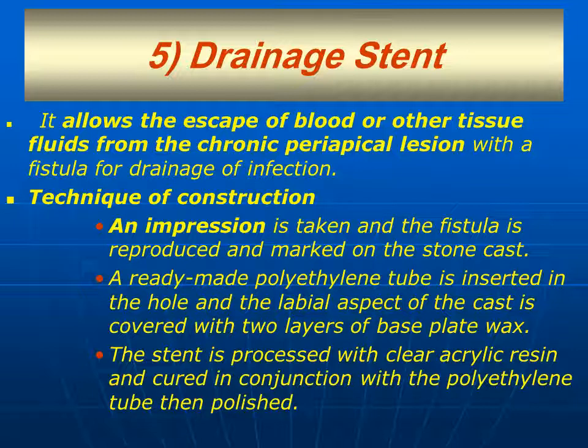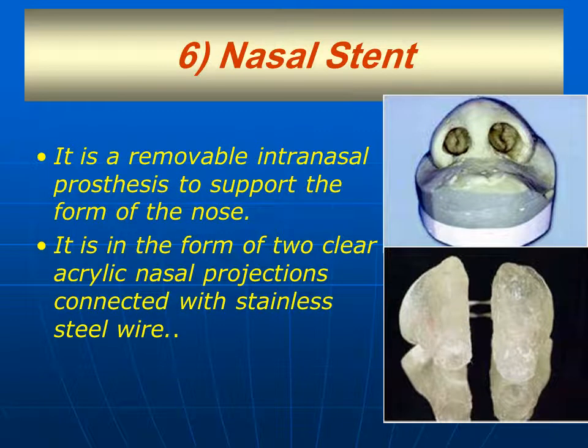In order to construct this stent, an impression is taken and the fistula is reproduced and marked on the stone cast. Then we bring a ready-made polyethylene tube which is inserted in the hole of the fistula, and the labial aspect of the cast is covered with 2 layers of base plate wax. Then the stent is processed with clear acrylic resin and cured in conjunction with the polyethylene tube, and then polished. And this polyethylene tube will help to keep the patency of the fistula until complete drainage occurs.